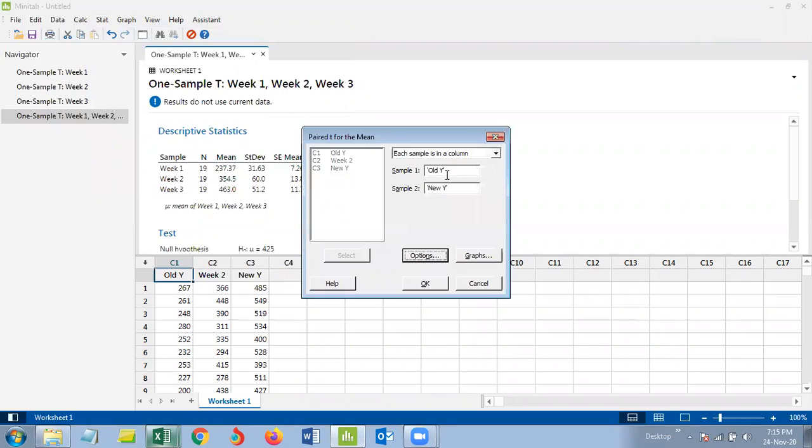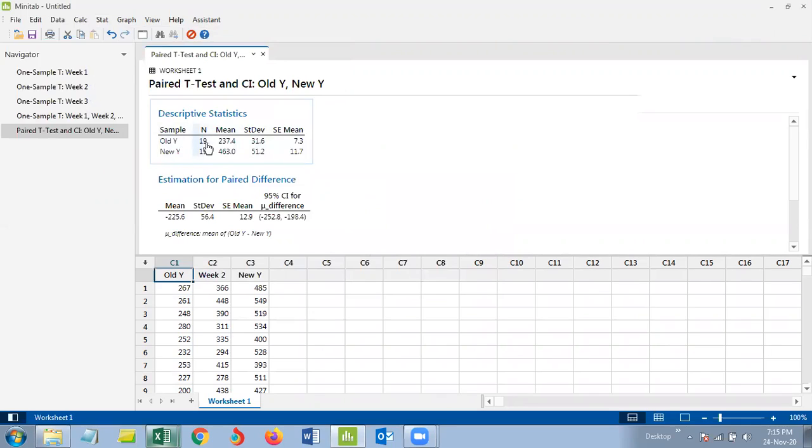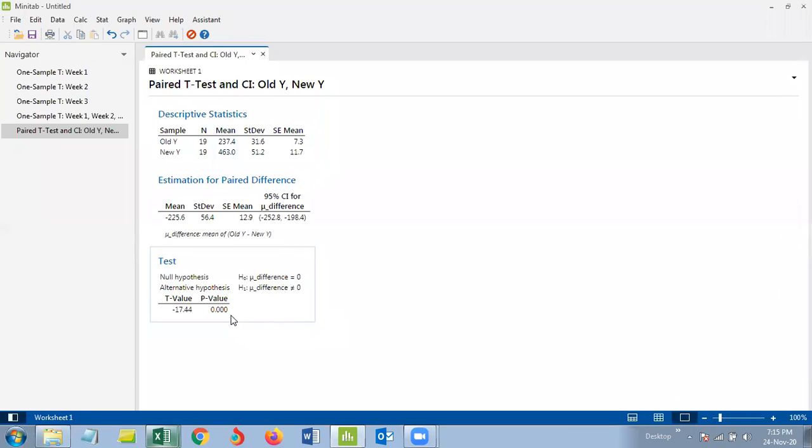So we want to compare. Oh, null says no differences. Let's see. So old average was 237. The new average is 463. Is there a difference? Yes. But is it a large difference with which we can say they are performing at absolutely different levels? Yes, let's see. P-value confirms the same. Yes, they are statistically significantly different, and we can say that yes, your process has significantly improved from where we were.